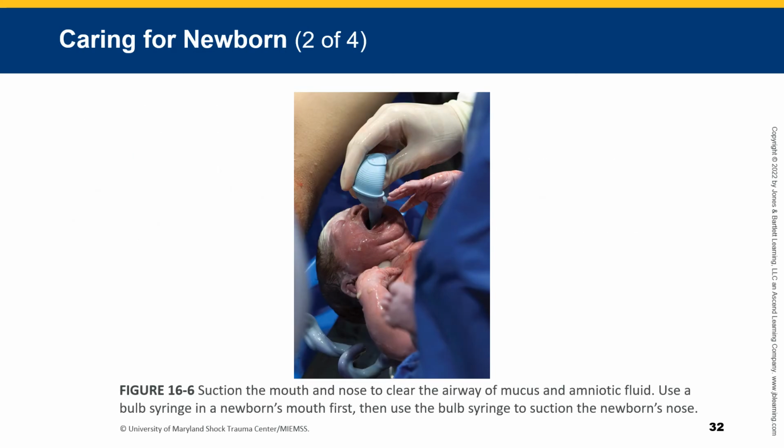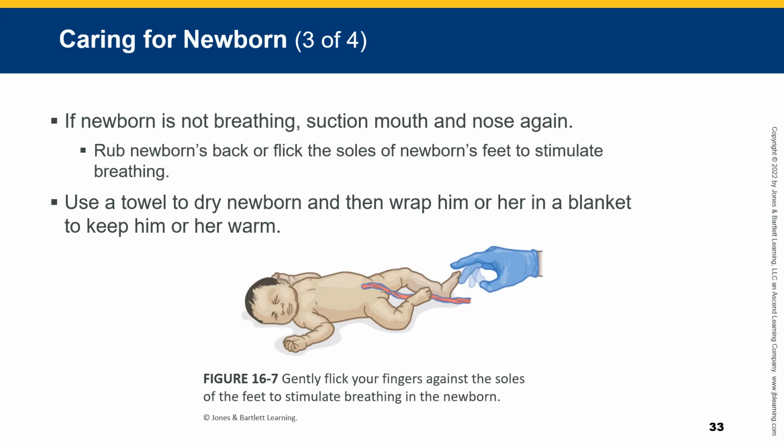This is figure 16-6, which shows proper suctioning for the newborn. If the newborn is not breathing, suction the mouth and nose again. Rub the newborn's back or flick the soles of the newborn's feet to stimulate breathing. Use a towel to dry the newborn and then wrap the newborn in a blanket to keep him or her warm.